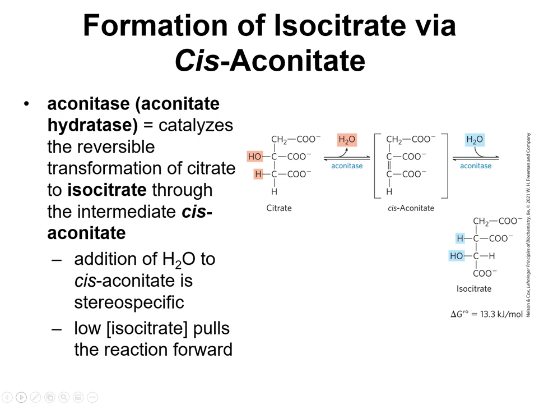The next step, once we've formed citrate, is to do a little bit of rearranging. And we use an enzyme called aconitase, which the formal name is aconitate hydratase, but pretty much everybody will call it aconitase. And this catalyzes a reversible reaction where you transform citrate to isocitrate through an intermediate that's called cis-aconitate.